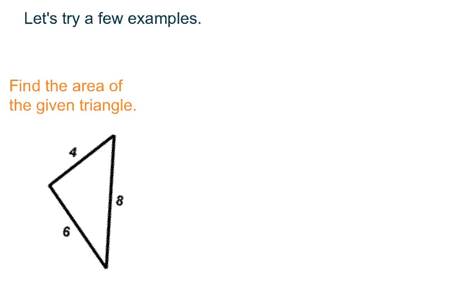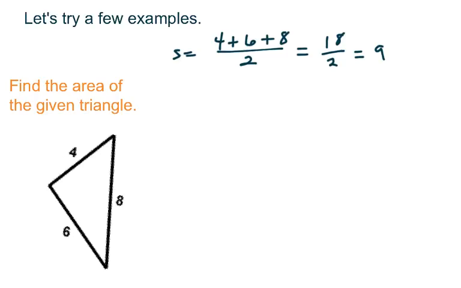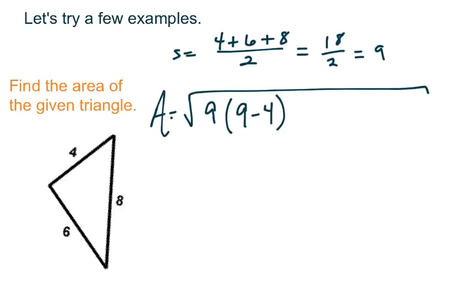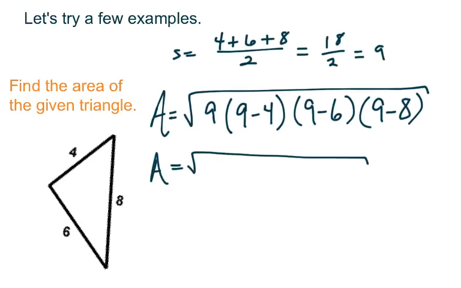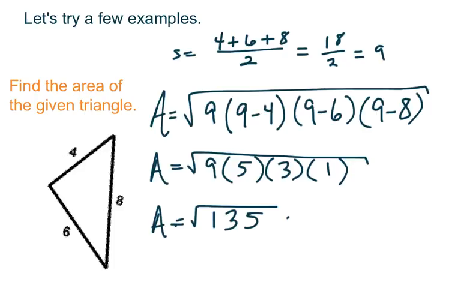Another triangle here. This one has all three sides given, so we're going to have to use Heron's formula. So we're going to take S, and we're going to add the perimeter together, 4 plus 6 plus 8, all divided by 2. Well, 4 plus 6 plus 8 is 18, divided by 2 is 9. So S is equal to 9. And so our area is equal to the square root of 9 times 9 minus 4 times 9 minus 6 times 9 minus 8. We can go ahead and simplify that before we substitute that into a calculator. So that is 9 times 5 times 3 times 1. When you multiply that, you get the area is the square root of 135, which is approximately 11.6.